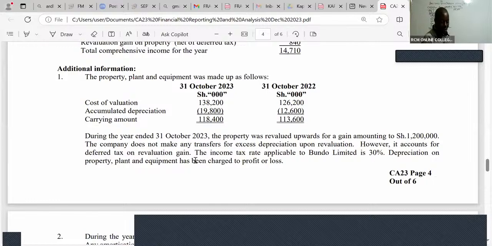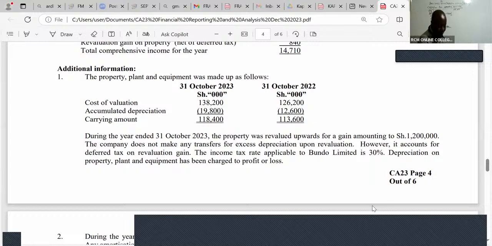Depreciation on PPE has been charged to profit or loss. Ladies and gentlemen, the accumulated depreciation at the end of 22 was 12,600. And we can see that this depreciation grew to 19,800. The growth in this depreciation will be the depreciation for the current year. So the depreciation for the current year will be 19,800 minus 12,600.